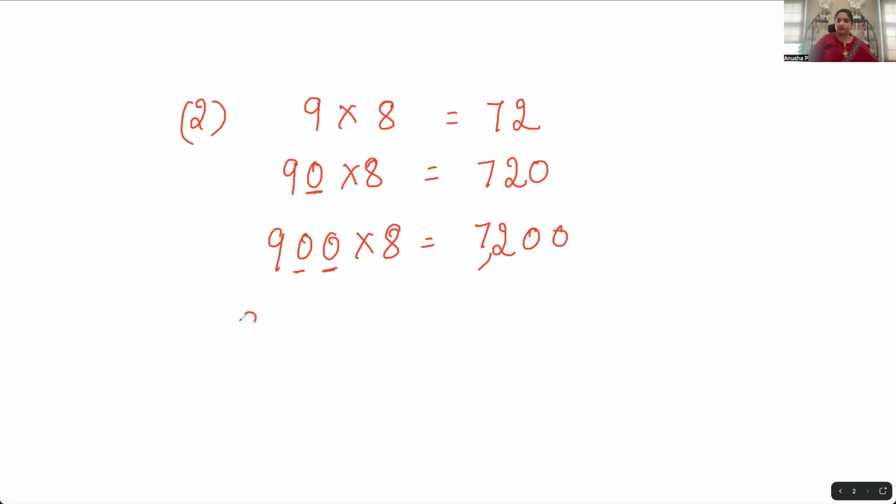For example, 90,000 times 8. Just do 9 times 8, which is 72, and count how many zeros we have here. 1, 2, 3, 4. Keep 1, 2, 3, 4. That's it. Is it easy now? Place value multiplication.